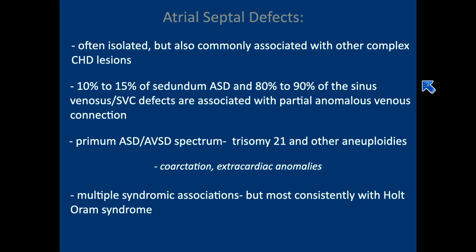So back to ASDs, they're often seen in isolation, but are seen commonly with other complex CHD. 10 to 15% of secundum ASDs and 80 to 90% of sinus venosus or SVC defects are associated with partial anomalous pulmonary venous return. The primum spectrum or AVSD spectrum is the one you think of more likely to be associated with trisomy 21 and other aneuploidies, similar to what's seen with coarctation or other extracardiac disorders. The syndromic association for isolated ASDs to remember is mostly Holt-Oram syndrome.